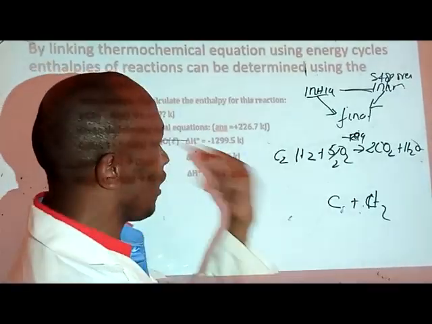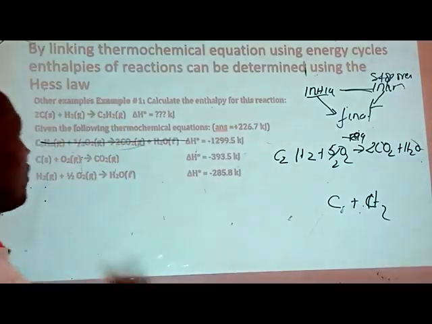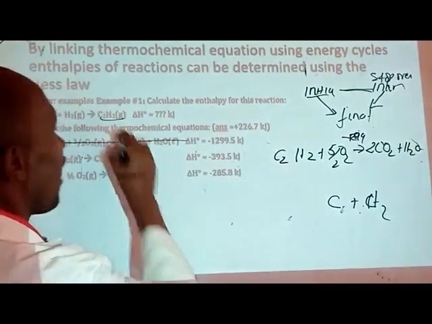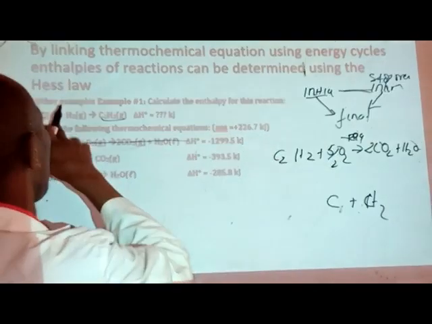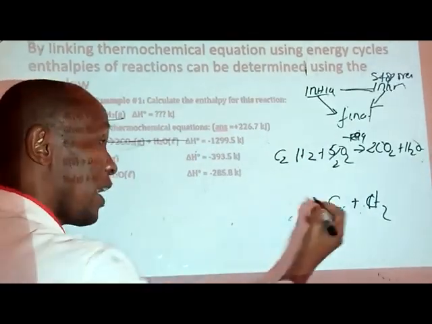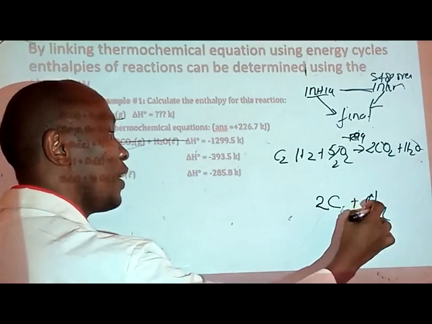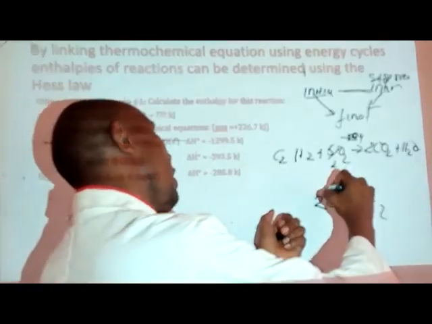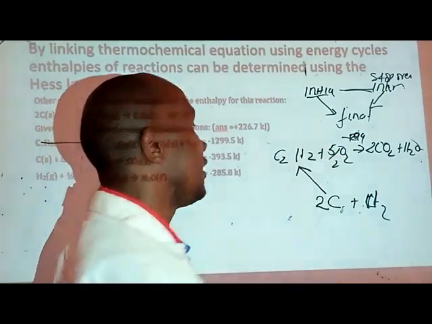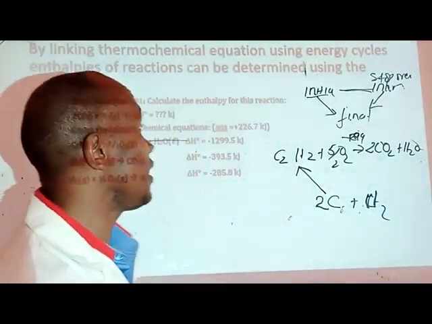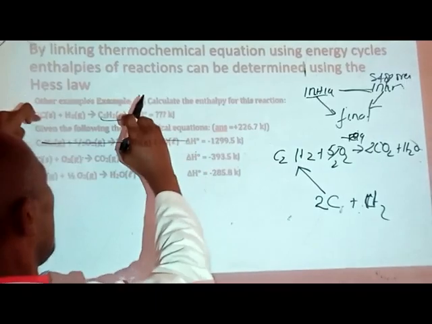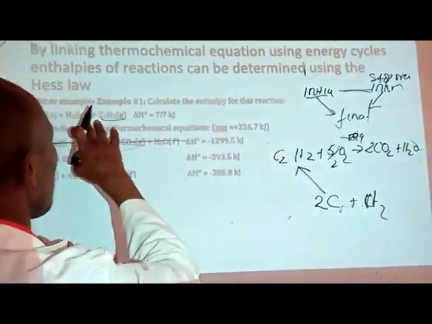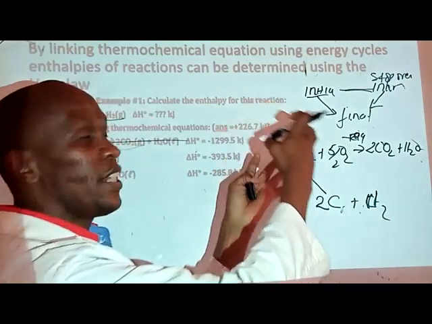Back to what I was doing. I want to connect this. I already have that, but I don't have carbon and hydrogen, so I need to write them down: 2 carbon and 1 hydrogen. The arrow is in that direction. Why is it in that direction? Because it is this reaction that I've written there, that I've transferred to link it up.